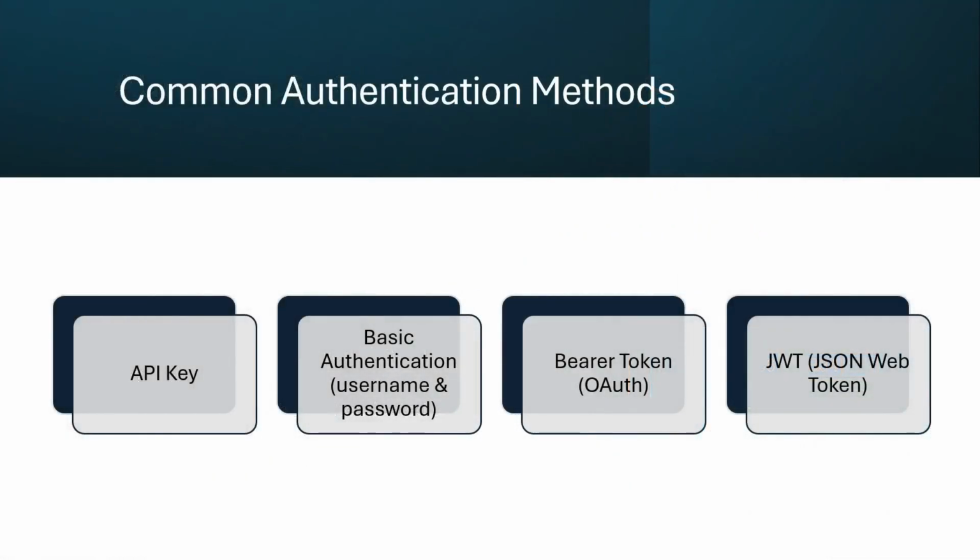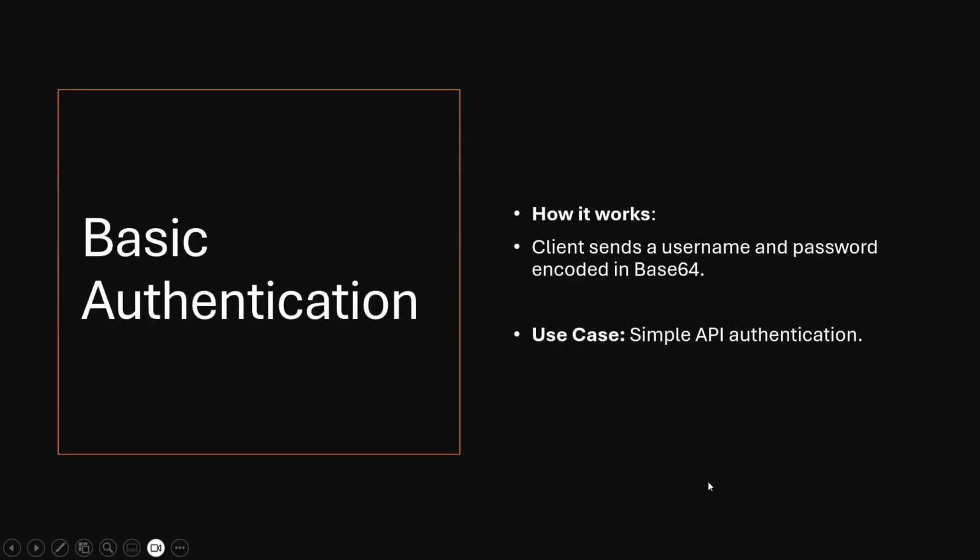Next comes, what are the common methods of doing this authentication? There are various ways to authenticate users in an API. Some APIs use an API key, while others may ask for your username and password. A popular method is OAuth, which issues tokens to access the API. We will learn all of these methods in detail. Let's start with the simplest method, basic authentication.